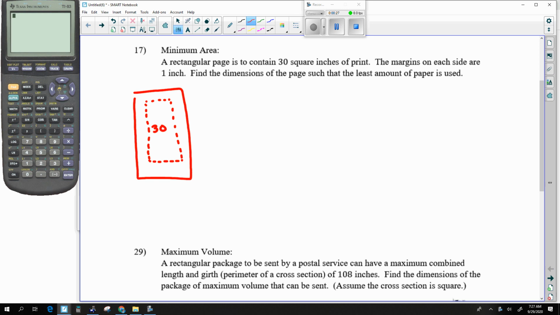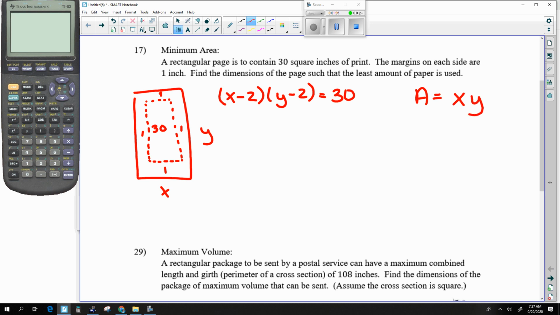The margins on each side are 1 inch. So 1 inch on each side. Find the dimensions of the page that uses the least amount of paper possible. Okay, so I'll call this Y and this X. The one thing that we do know is that X minus 2 and Y minus 2 will be that 30 square inches. The other thing is we want the least area, and that's just straight up X times Y for the paper used.